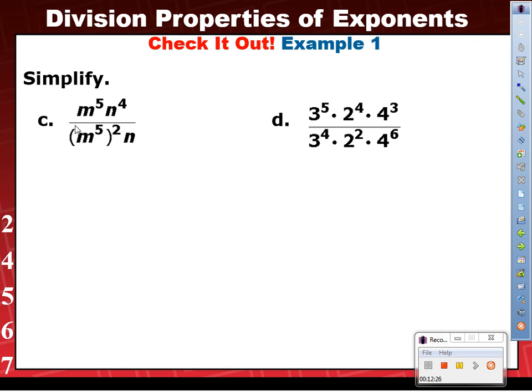Example 1C and 1D. 1C is m to the 5th, n to the 4th over parentheses m to the 5th, close parentheses to the 2nd power times n. D is 3 to the 5th times 2 to the 4th times 4 to the 3rd over 3 to the 4th times 2 to the 2nd times 4 to the 6th. We're going to do C together because I want to see how you do.